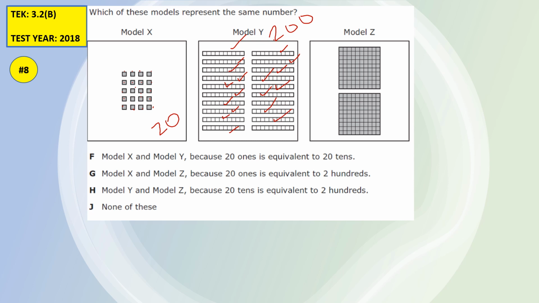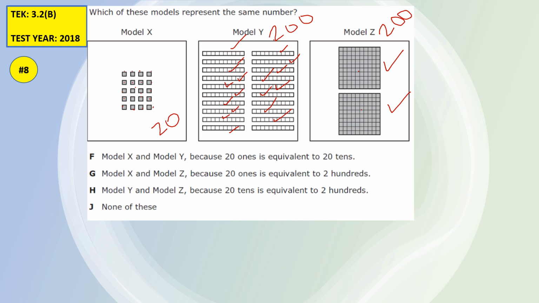And now let's look at Model Z. Well, these are 100 flats, and I have 2 of those. So that means that Model Z is equivalent to 200. 100, 200. Well, by going in and actually checking to see what each model is equivalent to, we figured out that Model Y and Model Z both equal 200. So that means we're looking for the answer choice that says Model Y and Model Z.